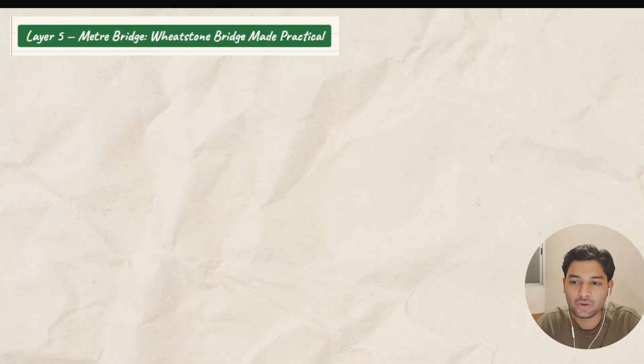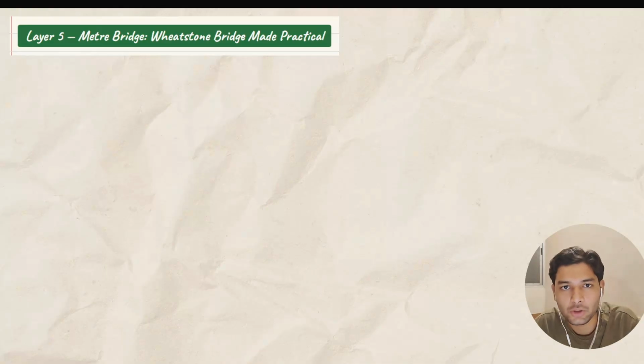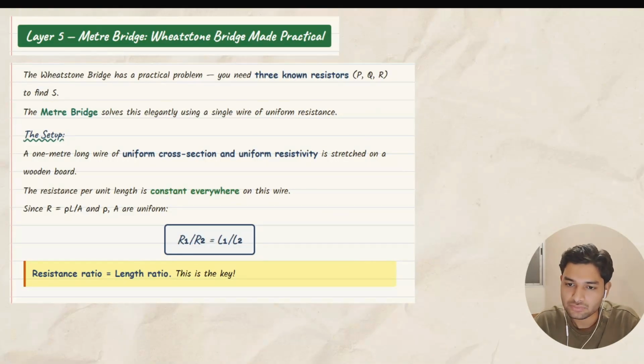So, the Wheatstone bridge made practical. We can do that at a practical level also, but still, the Metre bridge is simply an application of the Wheatstone bridge. This is nothing special or something unique that is being formed. Get it into your mind. The Wheatstone bridge has a practical problem: you need three known resistors P, Q, R to find S. The Metre bridge solved this elegantly using a single wire of uniform resistance.